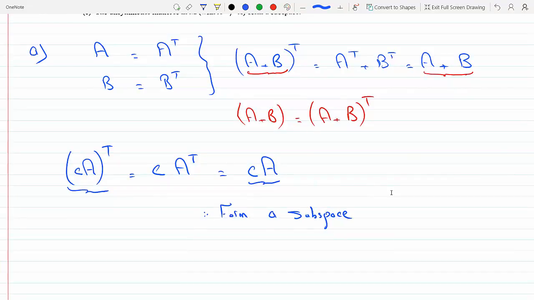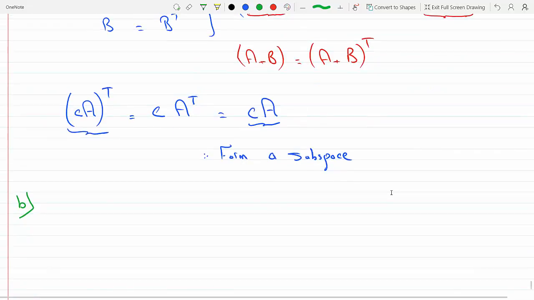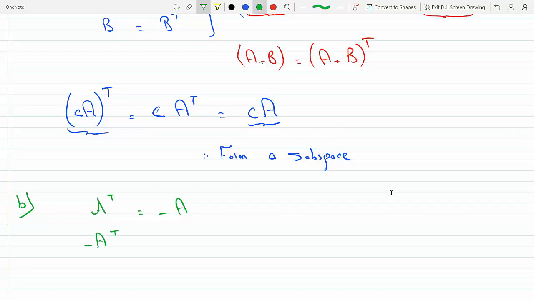Okay, let's go to part B now, and we're going to follow similar reasoning. The skew matrices in M form a subspace. A skew symmetric matrix is a matrix whose transpose is equal to the negative of the original matrix. Okay, let's take two skew matrices. Let's take A transpose equal to minus A, and another skew matrix B, where B transpose equals minus B. And let's check again if we're closed under addition and scalar multiplication.